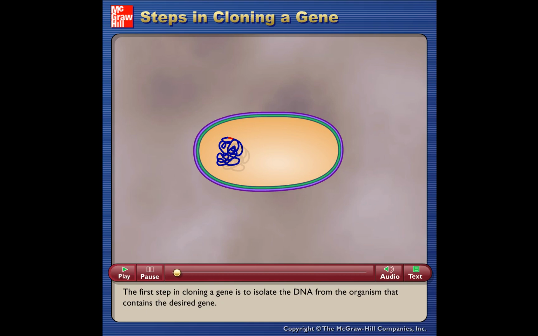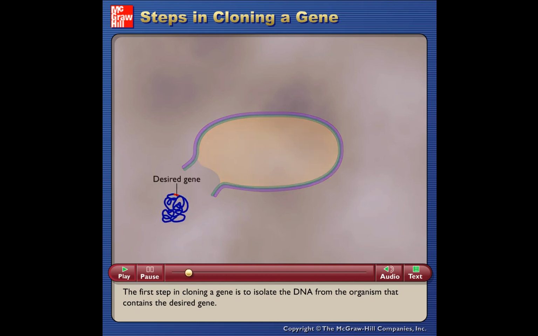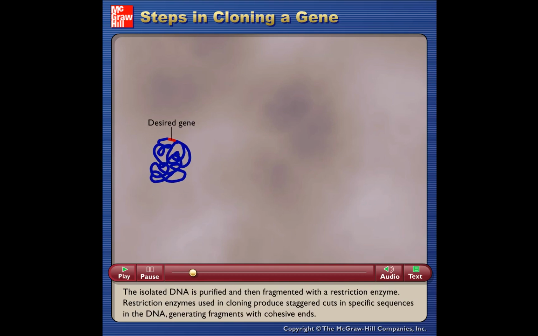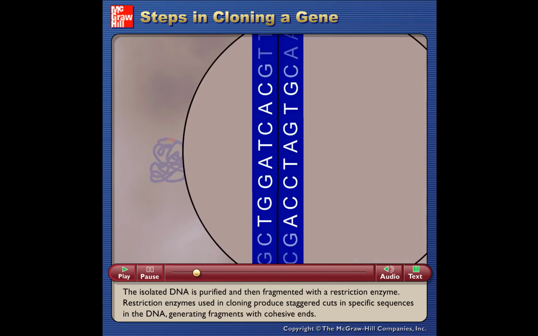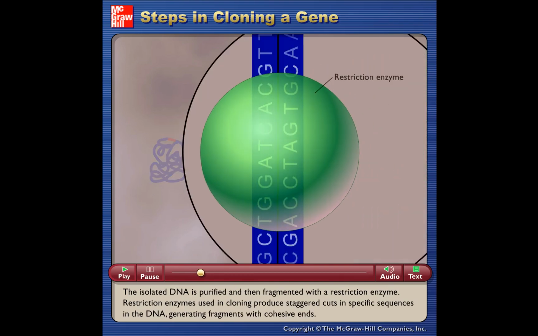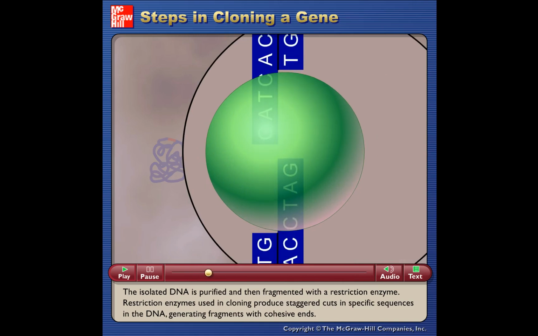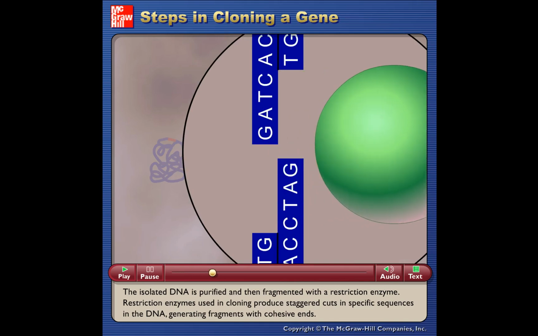The first step is to isolate the DNA from the organism that contains the desired gene. The isolated DNA is purified and then fragmented with a restriction enzyme. Restriction enzymes used in cloning produce staggered cuts in specific sequences in the DNA, generating fragments with cohesive ends.